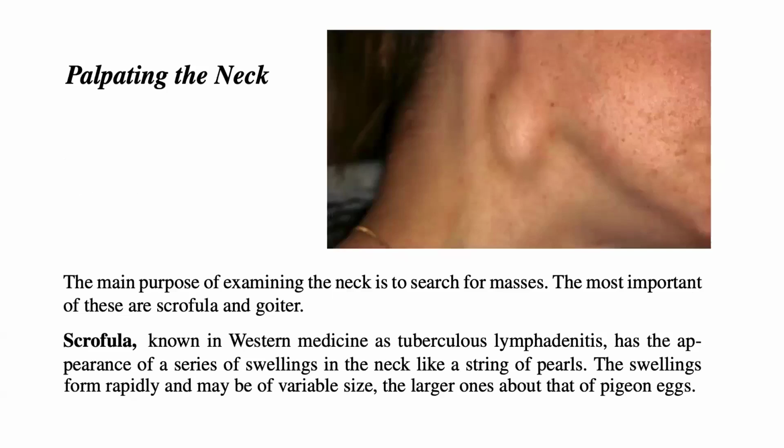Palpating the neck. The main purpose of examining the neck is to search for masses. The most important of these are scrofula and goiter. Scrofula, known in Western medicine as tuberculous lymphadenitis, has the appearance of a series of swellings in the neck like a string of pearls. The swellings form rapidly and may be of variable size, the larger ones about that of a pigeon egg.